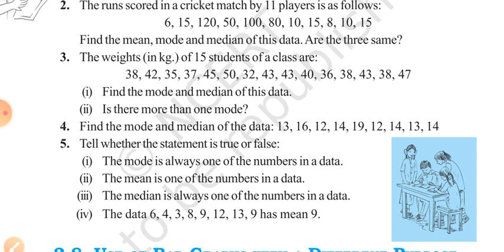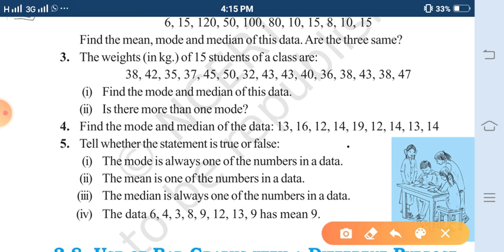Now fifth question, tell whether the statement is true or false. The mode is always one of the numbers in the data. Yes, students, as I told you, we always look for the number which occurs more frequently, and we always see that number from the given data only. It means that number will be present in the given data only, so it means it is true. So your first is true.